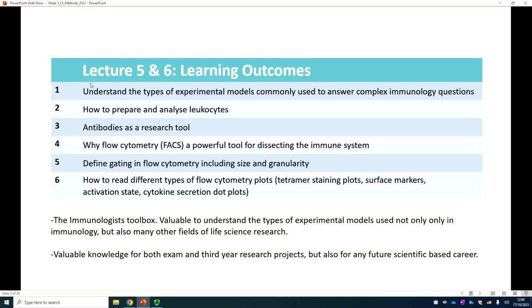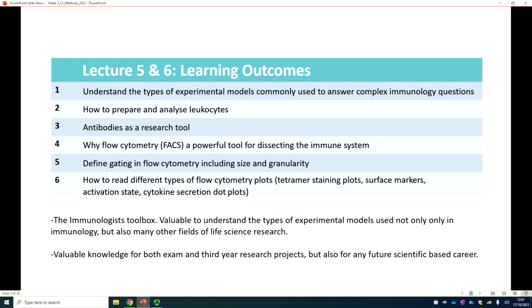So at the end of this week, you'll be able to understand the types of experimental models that are commonly used to answer complex immunology questions. You'll also understand how to prepare and analyze leukocytes, so white blood cells, to be able to use antibodies as research tools, and also get an understanding of flow cytometry or FACS analysis, which is obviously a powerful tool for understanding and dissecting the immune system.